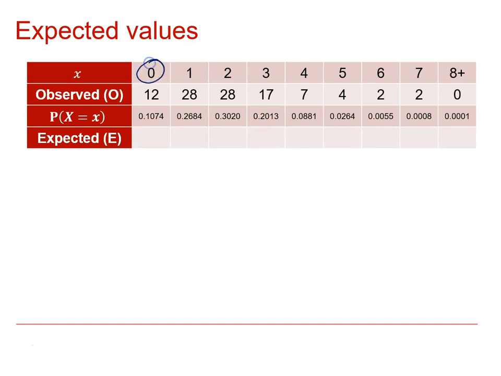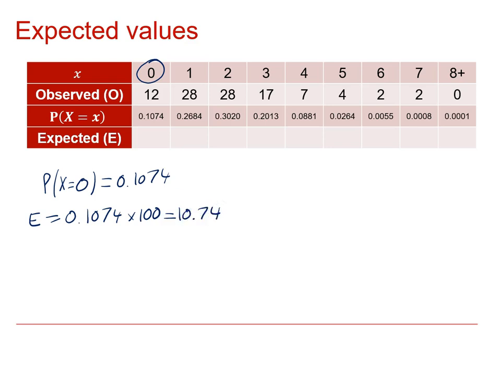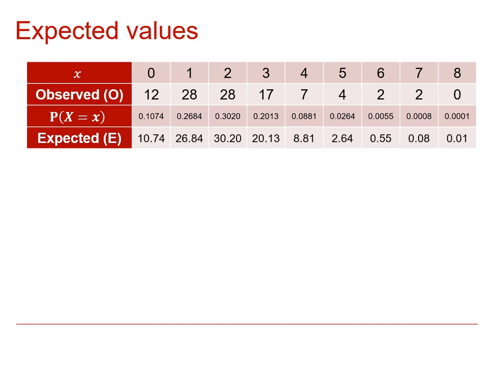So for x equals 0, if the probability that x equals 0 is 0.1074, then we would expect there to be 0.1074 times 100, which is 10.74. So our model would predict that there should be a frequency of 10.74 for x equals 0. So we simply multiply the probabilities by n to get our expected values.